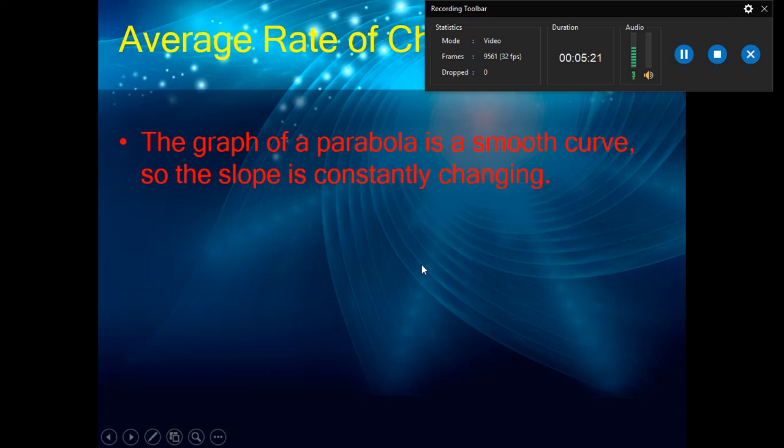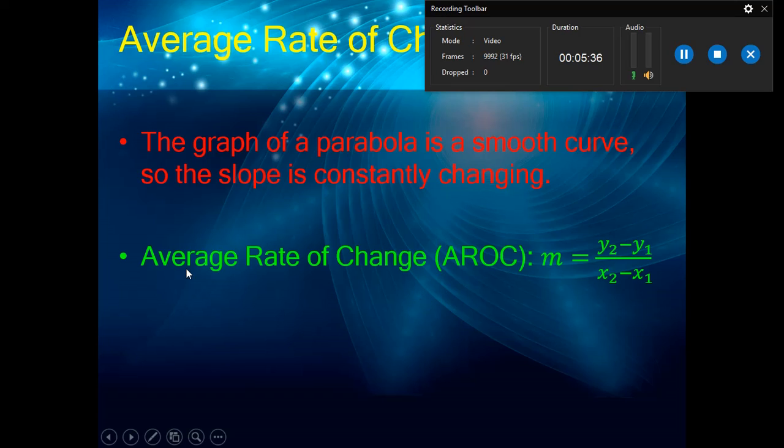Now, a parabola is a smooth curve. It's not a straight line. On a straight line, we have a constant rate of change, but on the smooth curve, the average rate of change will be different depending on where you measure it. Average rate of change is sometimes abbreviated as AROC.